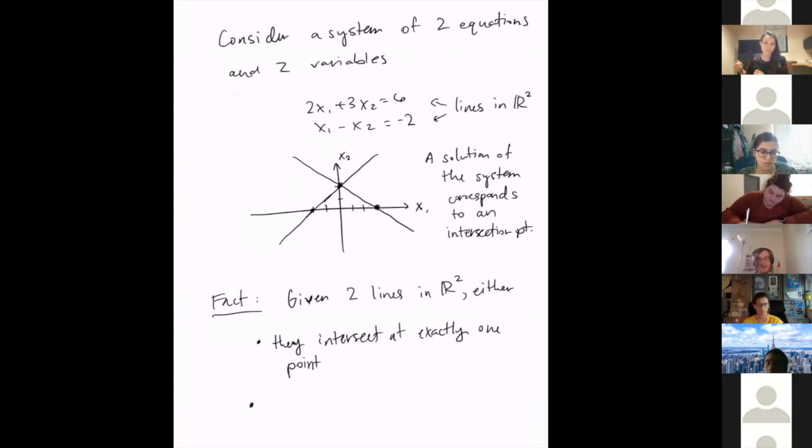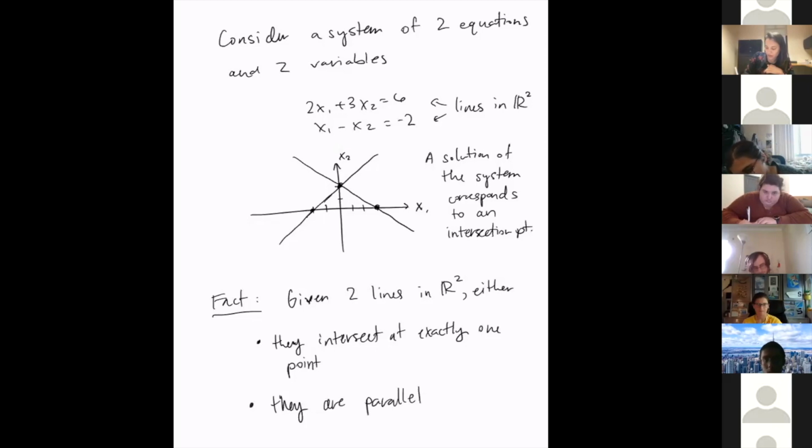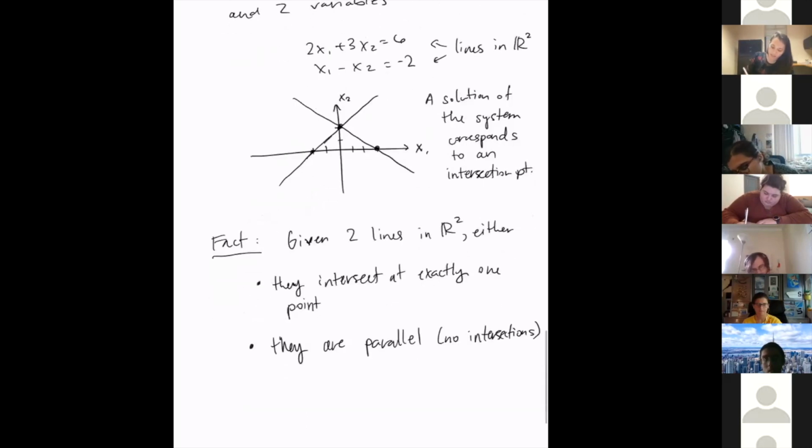They could be the same line, infinitely many solutions. Yeah, they could be the same line. They could also be parallel and never intersect. Yeah. Okay. I'm gonna write the parallel one first. They could be parallel. Let's say they are parallel. So that means no intersections.